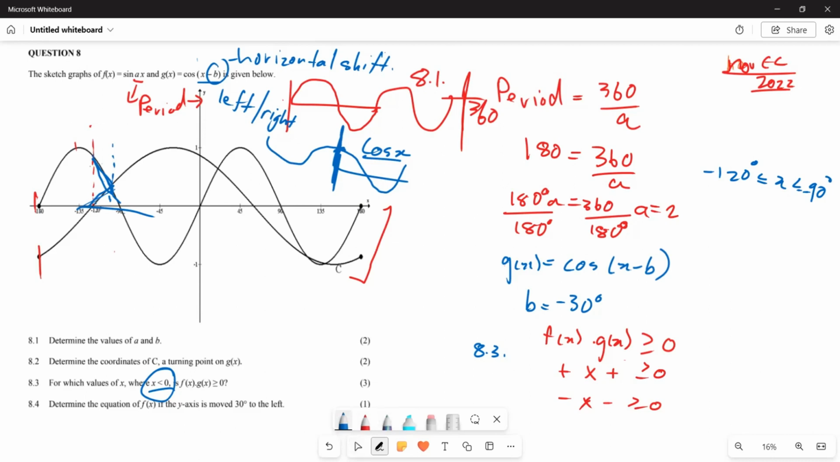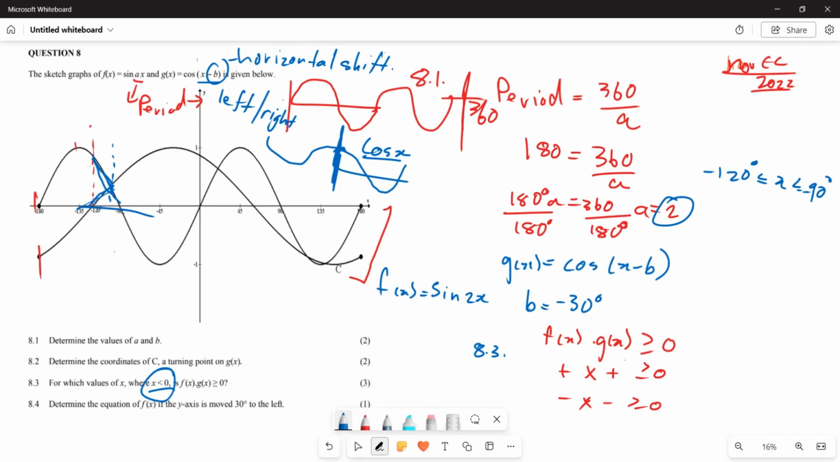Now, let's look at the next question. Now for 8.4, they say determine the equation of f of x if the graph is moved 30 degrees to the left, right? Now, what is it that you're going to take note of here? Remember the graph of f of x. The graph of f of x is given by sine of 2x, because we found out that the value of a is 2, right?